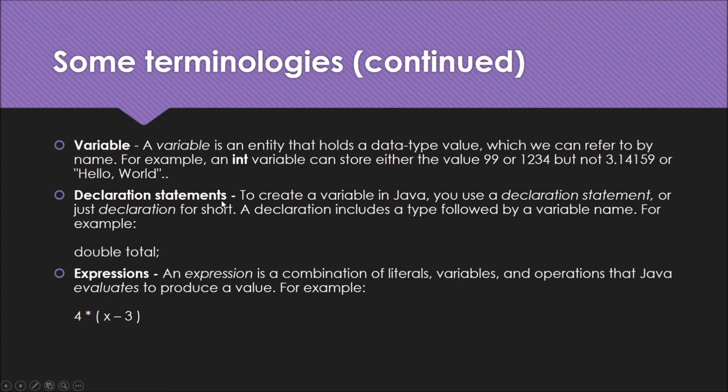Declaration statement. Whenever you want to create some variable which can hold some data, that is declared using a declaration statement. So for example, over here I have written double total. So this means total is the name of the variable which is going to store the value double. So double is actually the floating point value, but it has a very big size.